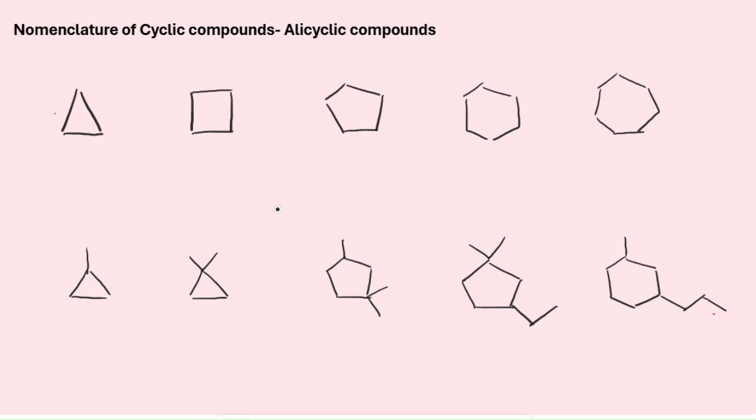In the last lecture, we have seen how to name the organic molecules with different functional groups. In this video, let's name some of the cyclic compounds, which are also known as alicyclic compounds. The alicyclic compounds are not the ones which are aromatic in nature.